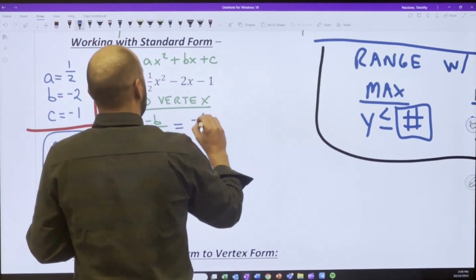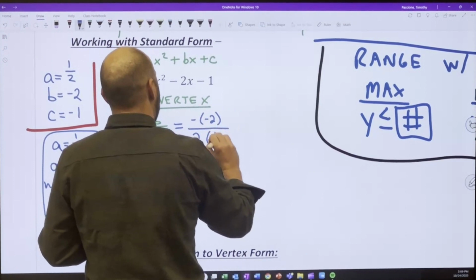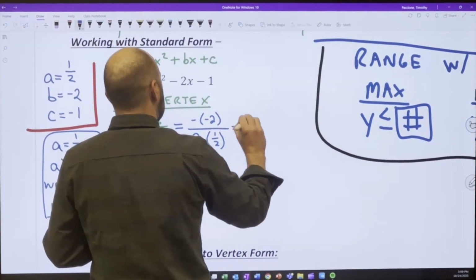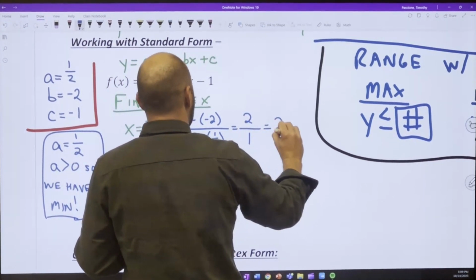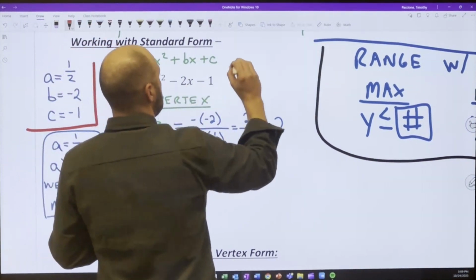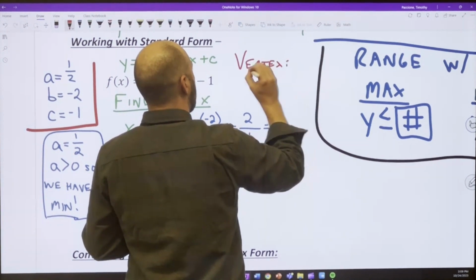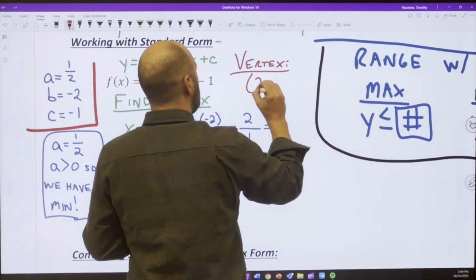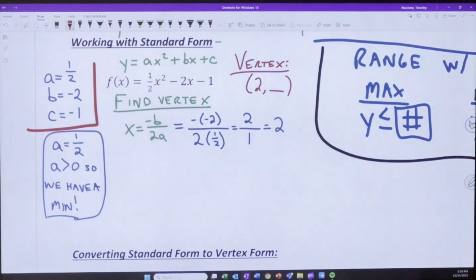That's negative 2 over 2 times 1/2. That's positive 2 over 1. That's 2. So our vertex is 2 something, right? 2 something. We just don't know that y yet. If I know an x, how do I find a y? Plug it in. Very good.